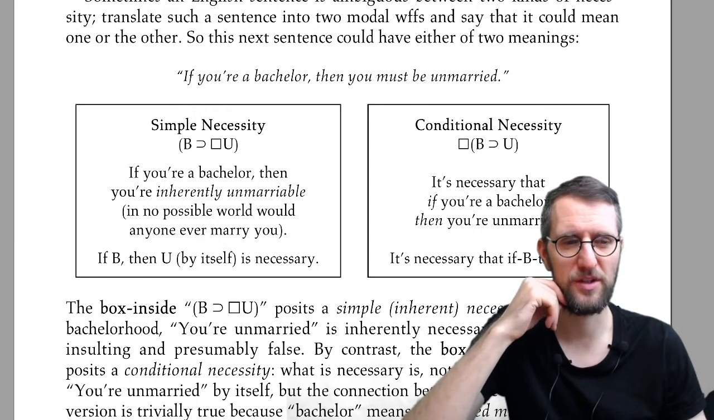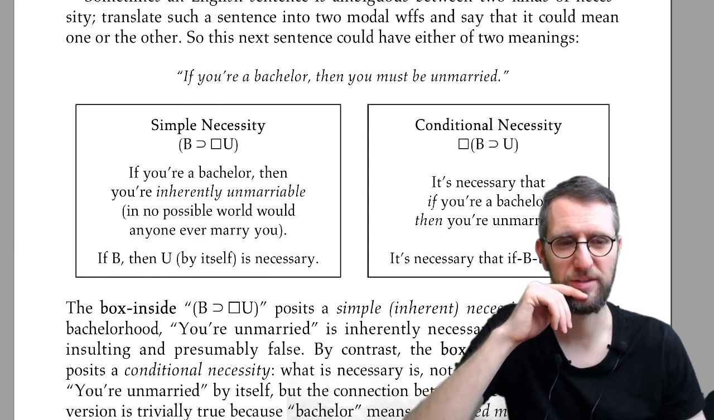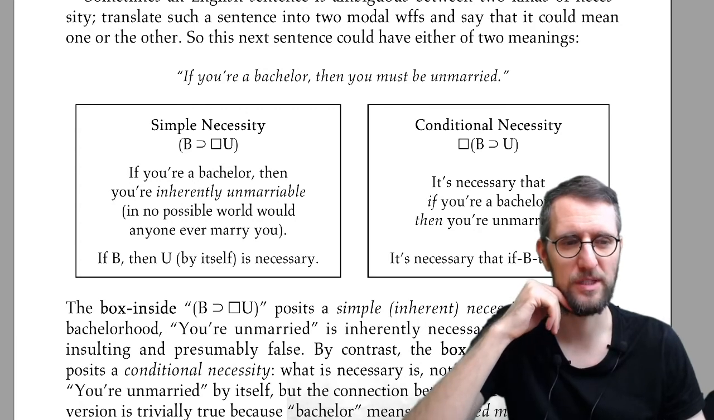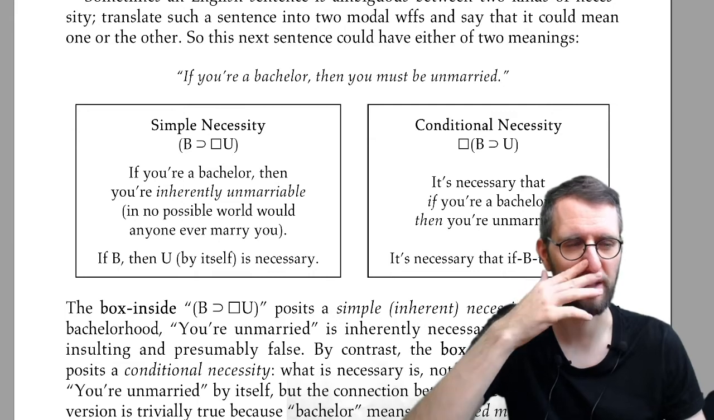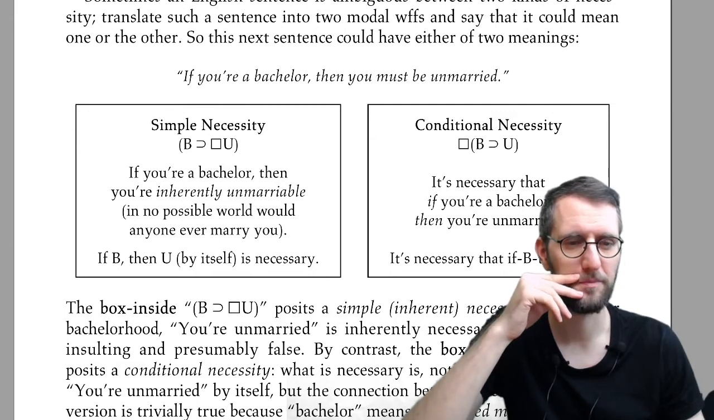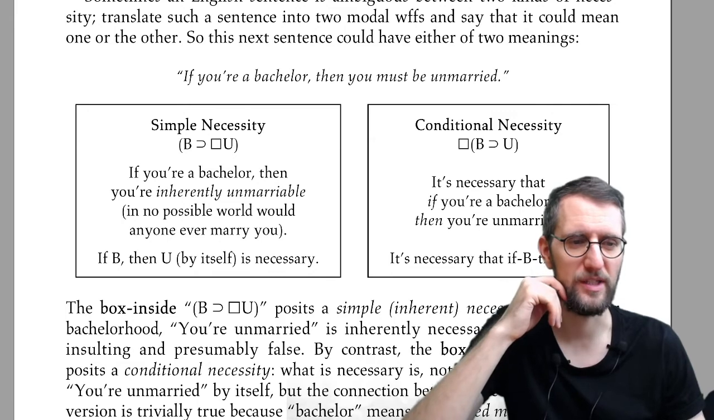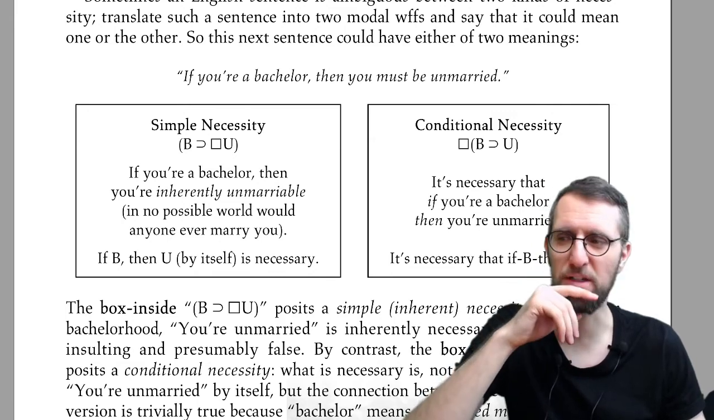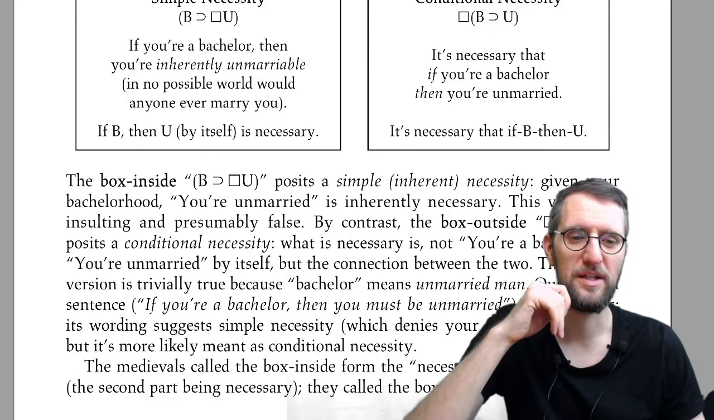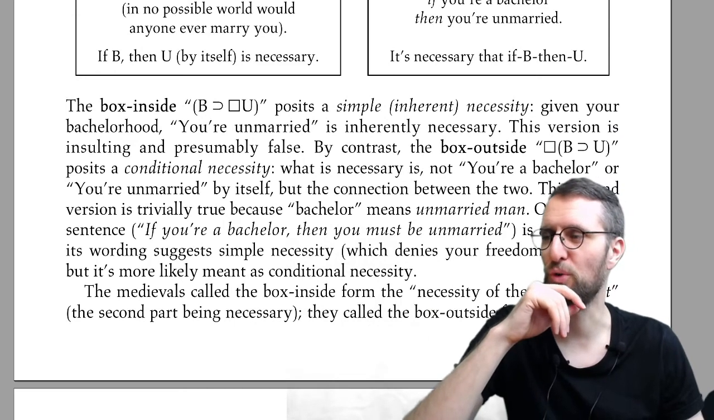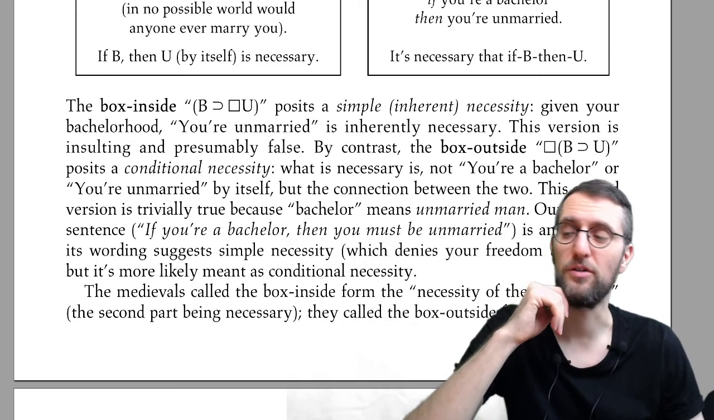If you're a bachelor, then you're inherently unmarried. In no possible world would anyone ever marry you. It's necessary that if you're a bachelor, then you're unmarried. So from being a bachelor, it follows that you're unmarried. Or it's necessary that if someone is a bachelor, then you're unmarried. That's probably important for the translation later on.